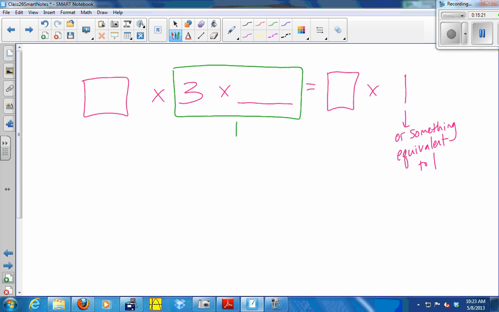So I need 3 times something to give me 1, right? But there is no number from 0 to 25 that you can multiply 3 by to get a 1. But a number that's equivalent to 1 would be 27, right? So what should I multiply 3 by to make it 27? 9. So 9 is what you multiply by to undo multiplication by 3, because multiplying by 3 and then by 9 is the same as multiplying by 1.